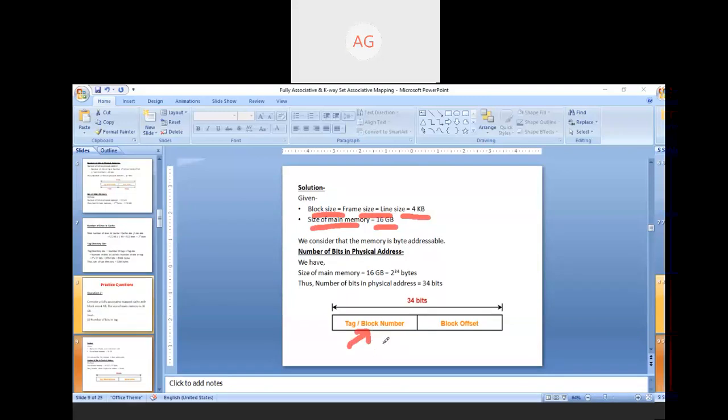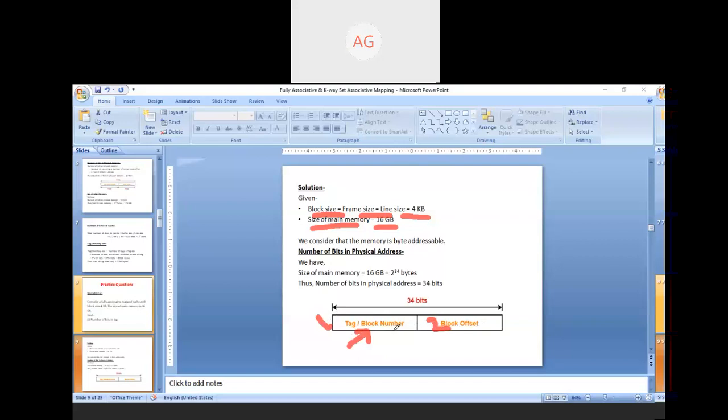As given in the question, the cache memory is of fully associative type. So you need to just draw the figure of the physical address division of fully associative cache. It basically divides it into two parts. The first is the tag, or block number, and the second is the block offset. So in the question, you need to find the number of bits in the tag.